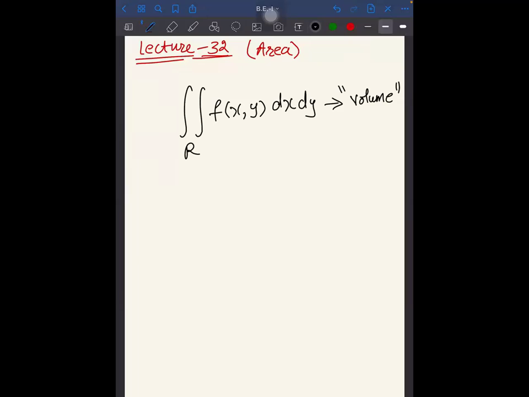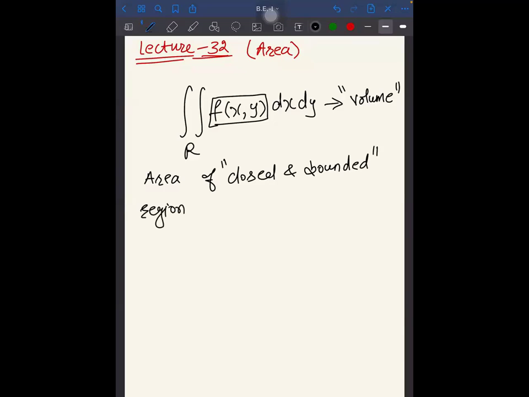Remember, this f of xy represents the height. Now, can I interpret area out of this expression? Area of what? Area of the region R, that means the area of a closed and bounded region R. Let me give you a hint.